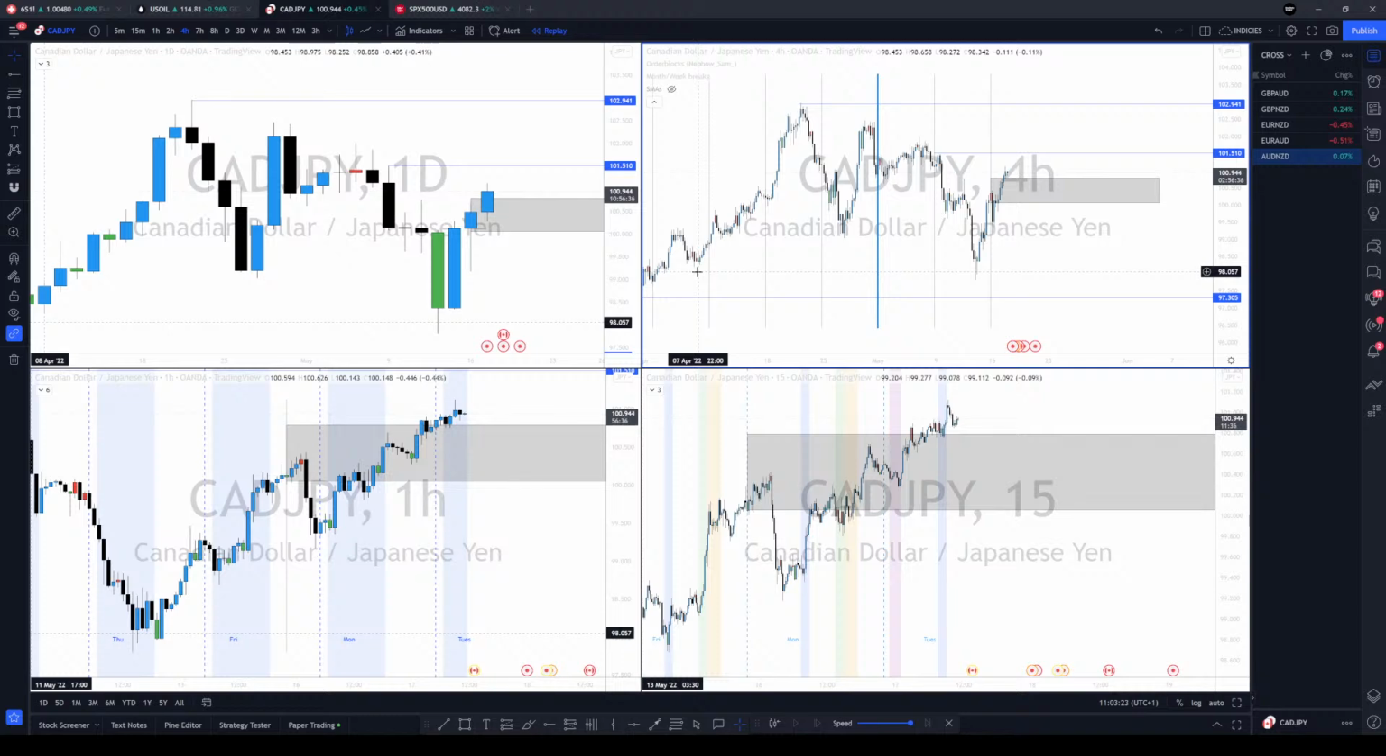What risk to reward? Let me answer a few questions over here first. Euro USD: overlapping fair value gap on the H4, H1, 15 minutes, break of structure on 1 minute.